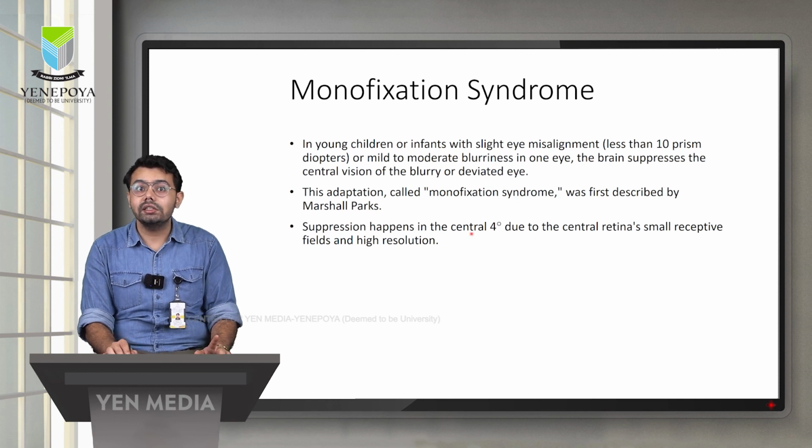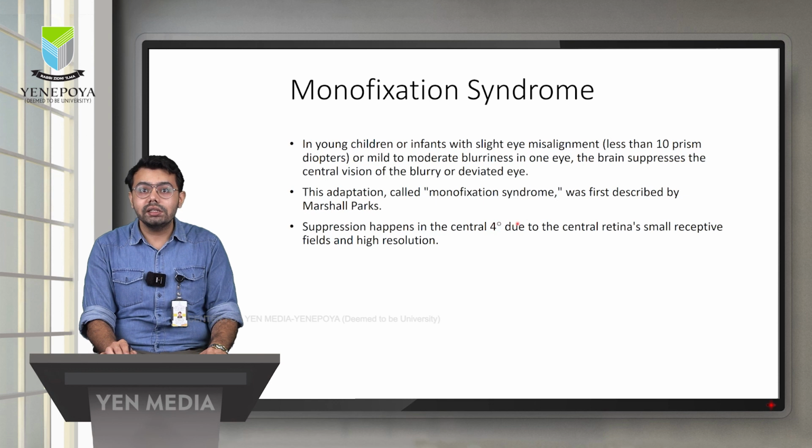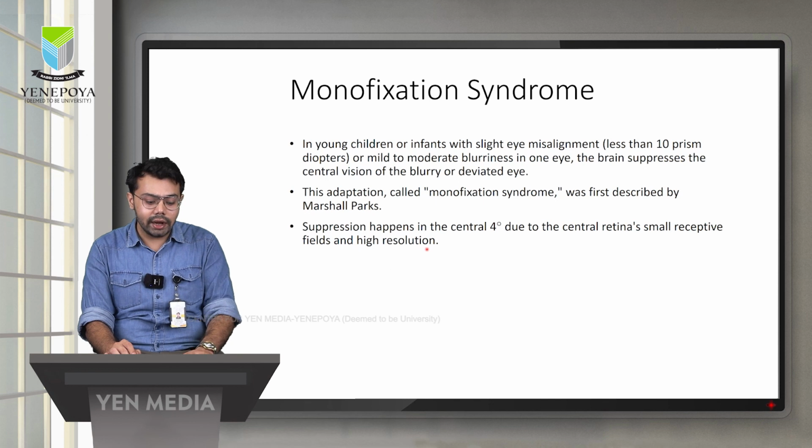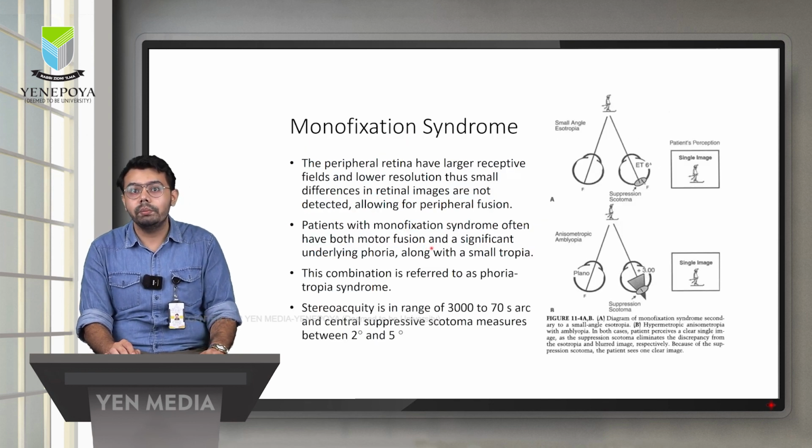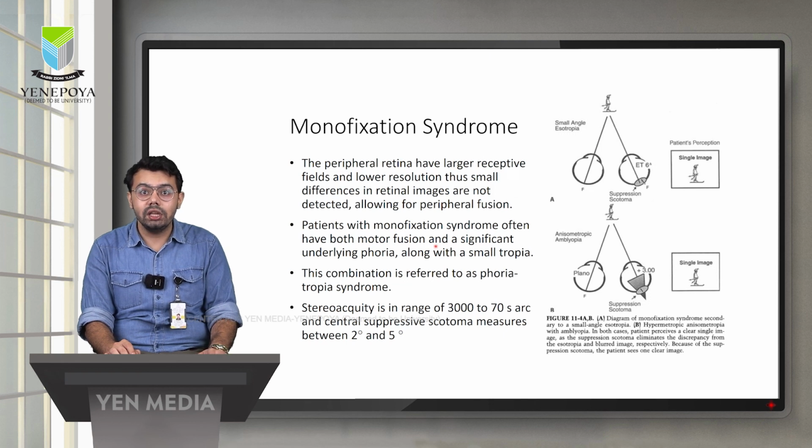Suppression happens at the central 4 degrees. We should remember that the suppression is happening at the center, but the peripheral fusion is normal. Why? Because the central retina has small receptive fields but high resolution. So any disparity at the center will be detected by the brain, but disparity at the periphery is not detected by the brain. So the peripheral fusion in this patient is normal, but if the image is falling at the center, there will be a suppression at the 4 degree center.